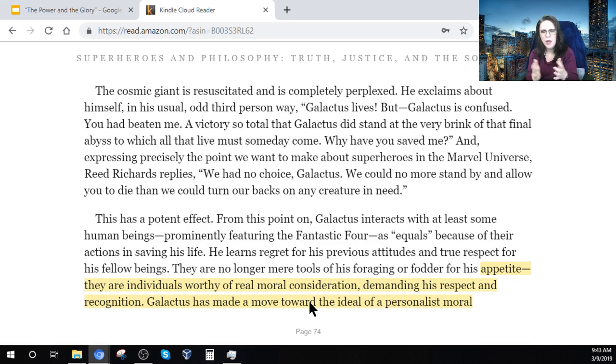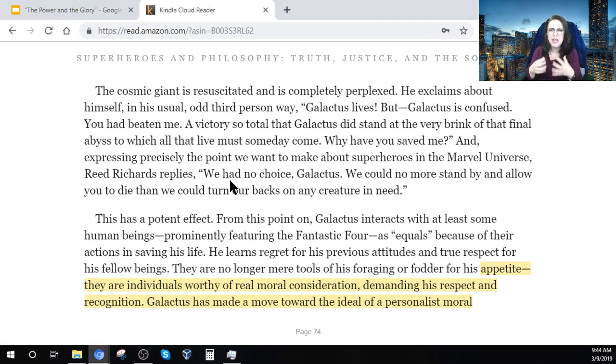And so all of them help to save Galacticus. Galacticus wakes up and he's talking about himself in typical third person. He says, Galacticus lives! But Galacticus is confused. He's confused because they saved him. They could have let him die and he would never threaten them again. And so he questions them, why have you saved me? And Richards says, we had no choice, Galacticus. We could no more stand by and watch you die than we could turn our backs on any creature in need.